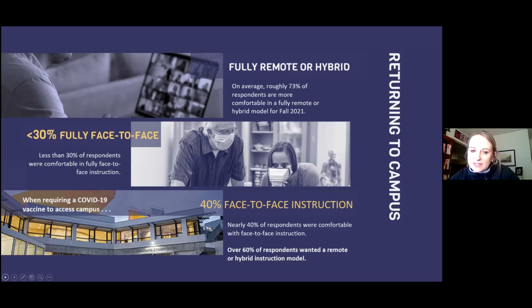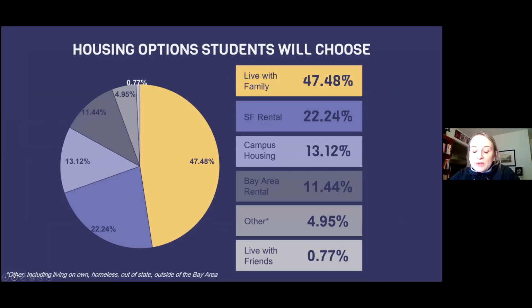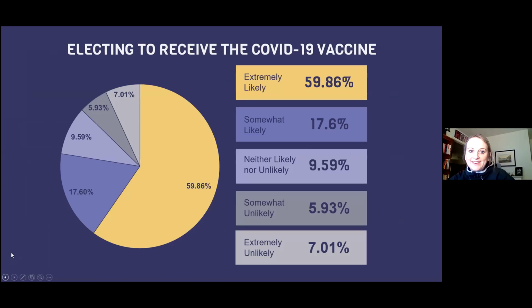Let's see, Ken, what's the next slide? Let's peek at that next slide. This is a very interesting one. So we ask students when the COVID-19 vaccine is available to them, how likely are they to elect to receive the vaccine? Oh, I'm sorry, wait. We were just looking at a vaccine slide. Can you go back to that one? One more, there it is. I blinked and it went away.